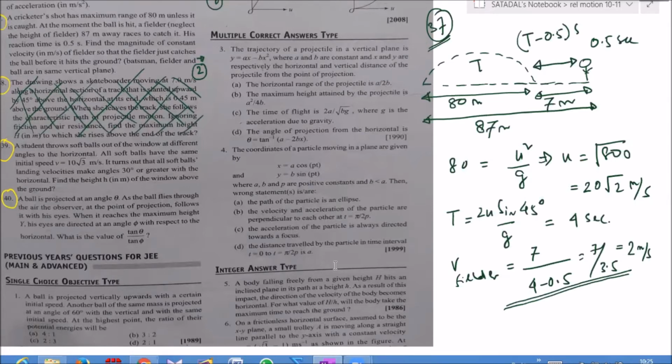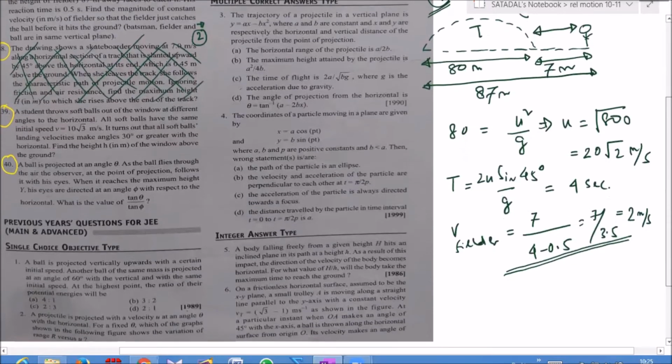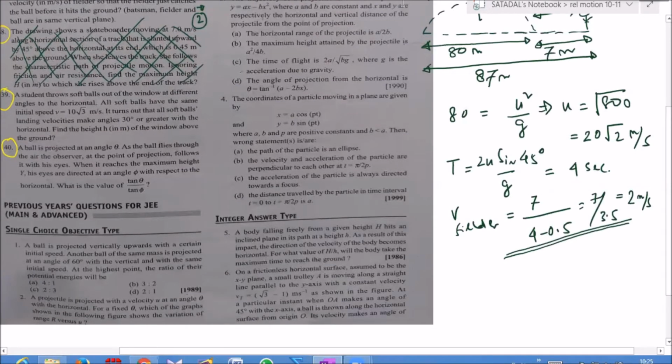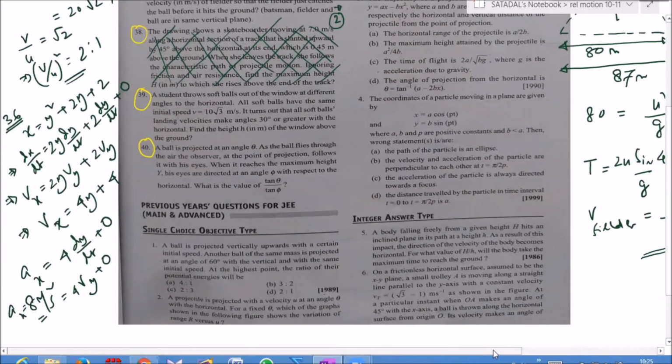Yes, correct. Yeah, okay, Praneeth. Very good. Yes, Amreshwar? 39 is 5 meters. Yes, correct answer. Very good.